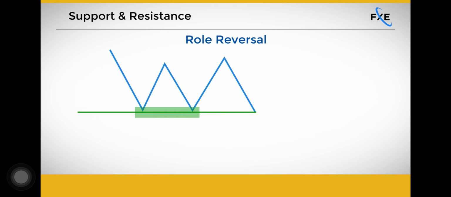Role reversal also works the opposite way in a downtrend, where an area that was originally support becomes resistance once it breaks through, as we can see in the example on the screen. When price breaks through the initial support, it makes a new low, and pulls up to the same area it had trouble breaking through earlier.